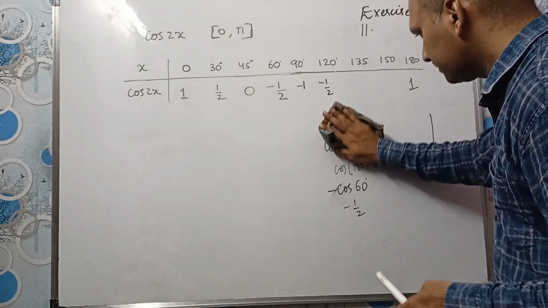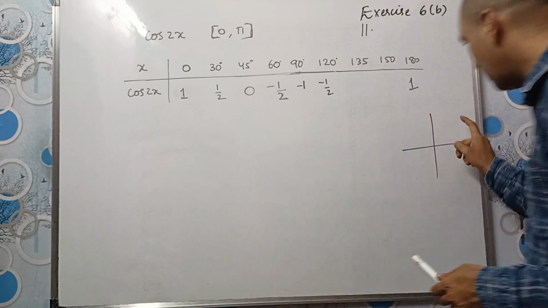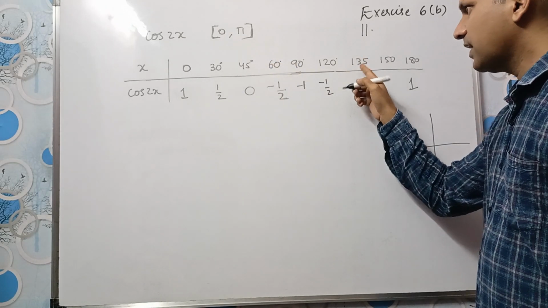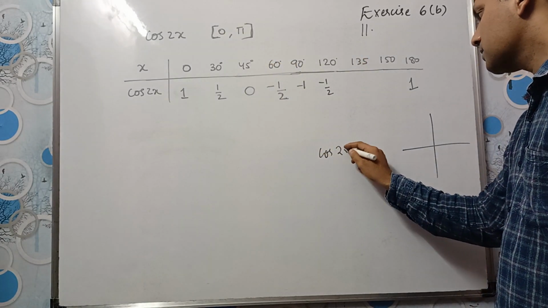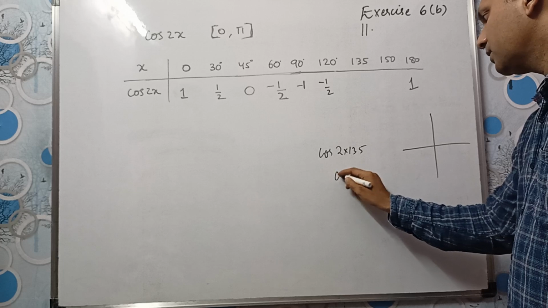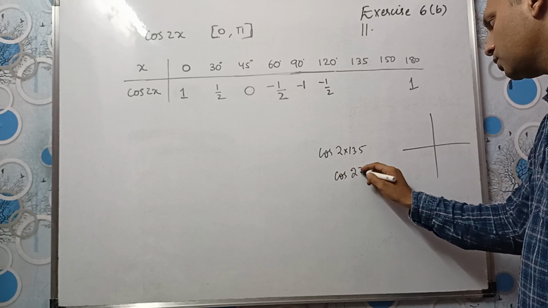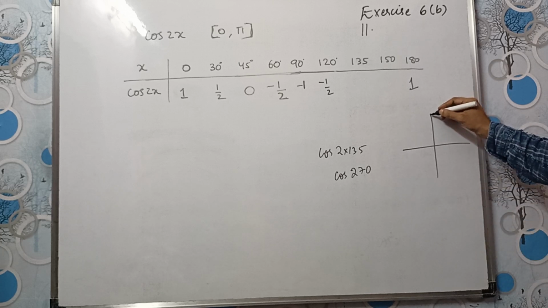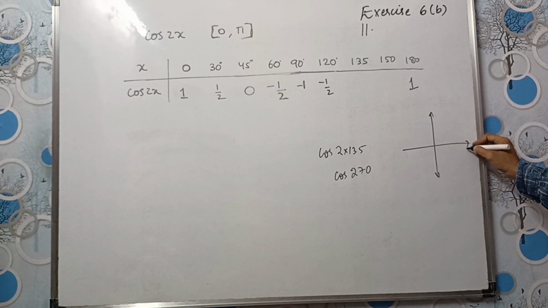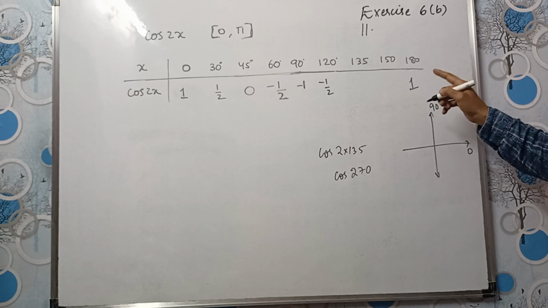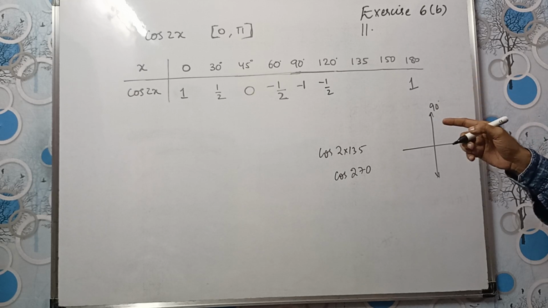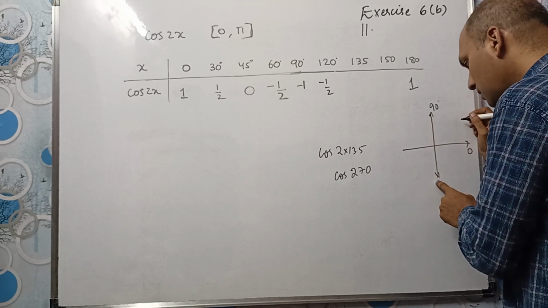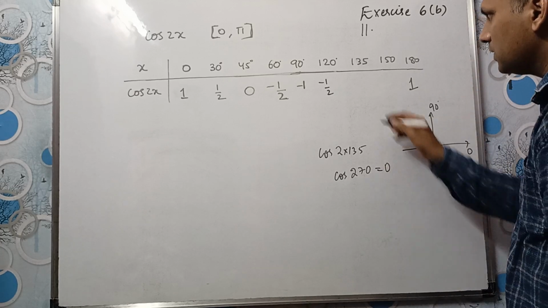Alright, we have studied this already, right? Now if x is 135, cos 2 into 135 will be equal to cos 270. Cos 270 will be equal to how much? Cos 90 is 0, right? Cos 90 is 0. Cos 270 will also be equal to 0.